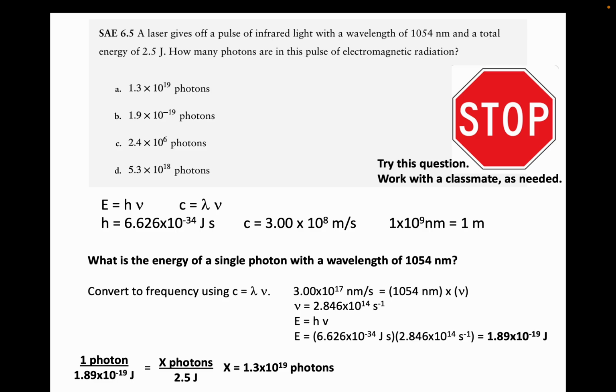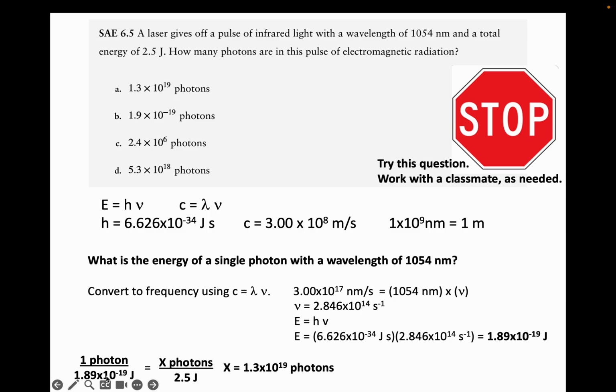So I converted to frequency using c equals lambda nu. For the speed of light I used 3 times 10 to the 17th nanometers per second. That was equal to the wavelength times the frequency. Now I can solve for the frequency, a really large number, which I'd expect. I took that frequency and put it into E equals h nu. From there, I could figure out the energy that just one of those photons has. Really small number.